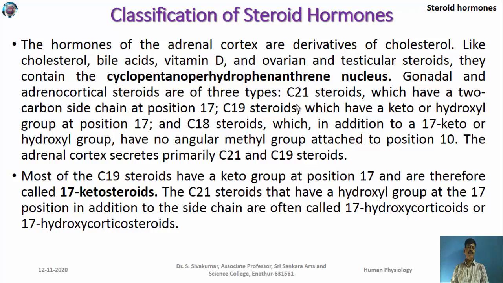Okay, then the C21 steroids have a hydroxyl group at position 17, in addition to the side chain which is usually present at the 17th position. That's why they are usually called 17-hydroxycorticoids or 17-hydroxycorticosteroids. Okay, so the C19 steroids are usually called 17-ketosteroids. The C21 steroids are usually called 17-hydroxycorticosteroids.